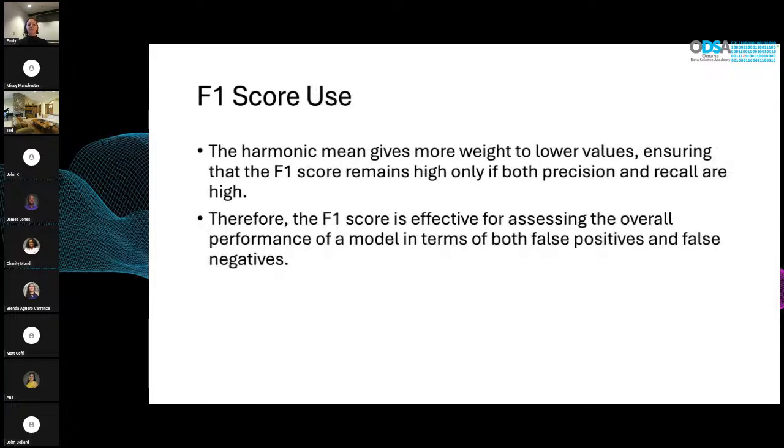Why would you use this? The harmonic mean gives more weight to lower values, ensuring that the F1 score remains high only if precision and recall are both high. Therefore, it's more effective at assessing the overall performance of a model in terms of both false positives and false negatives. I should have bolded that part. So it's better assessing the performance of the model in terms of both false positives and false negatives.